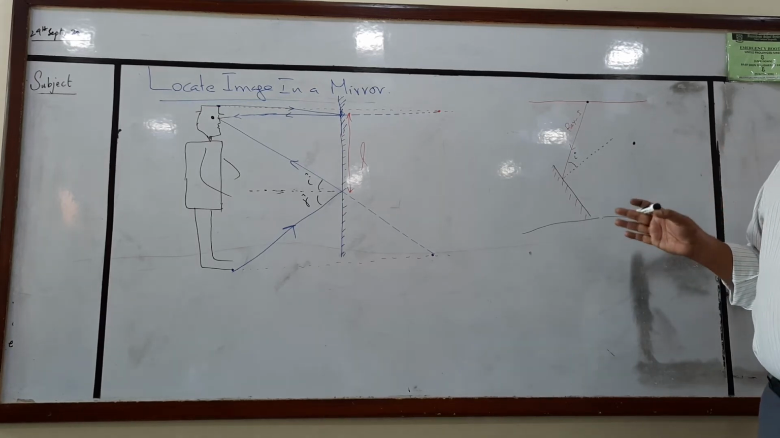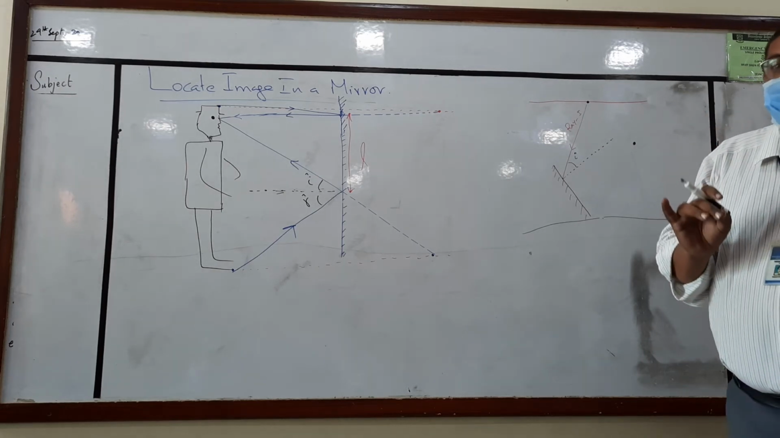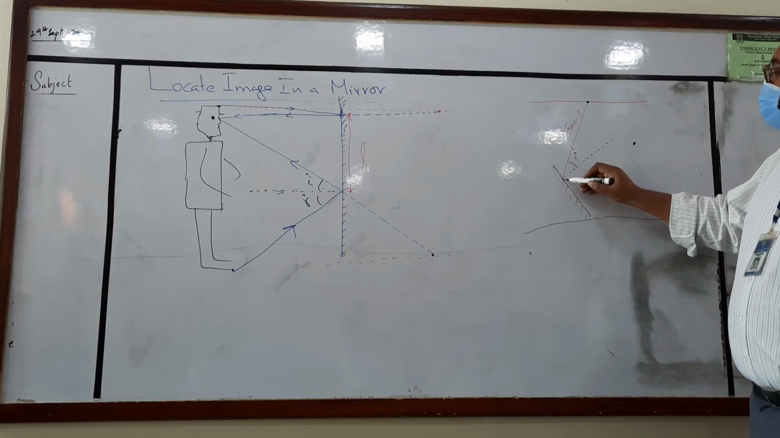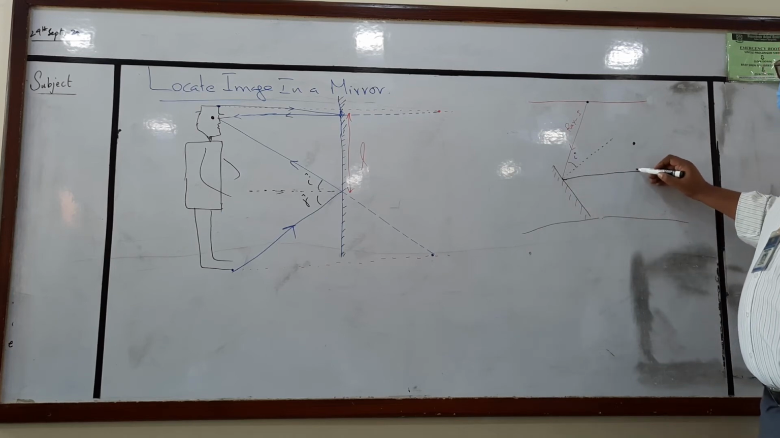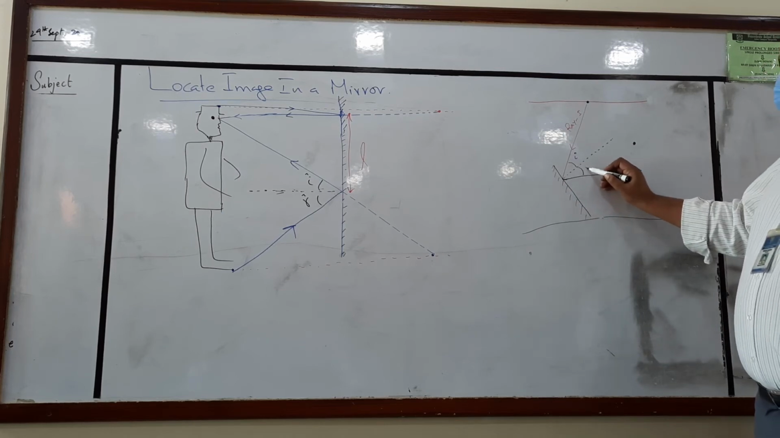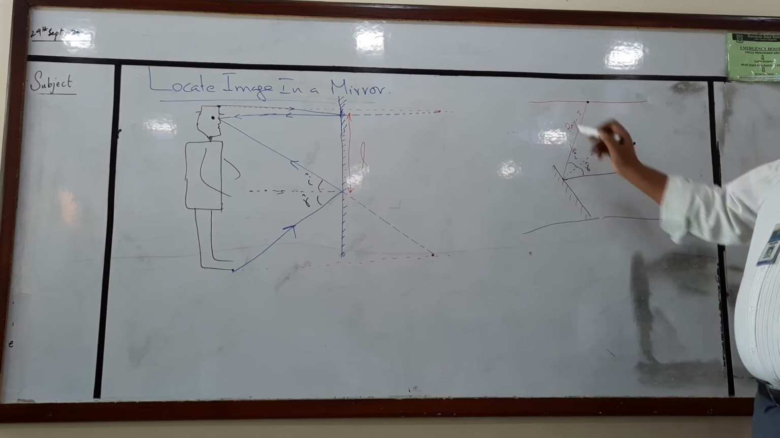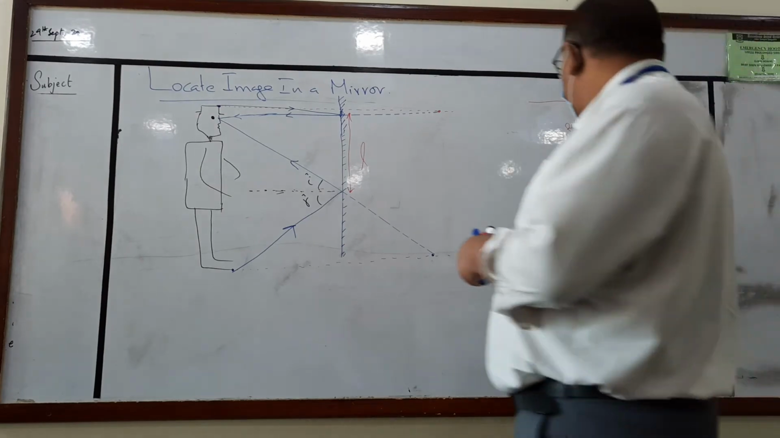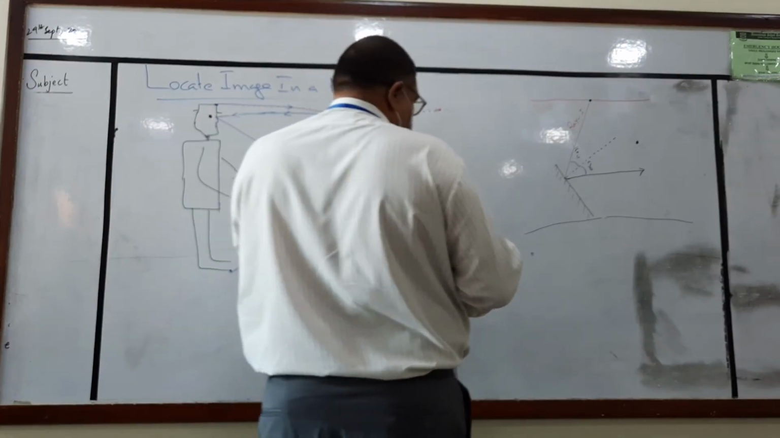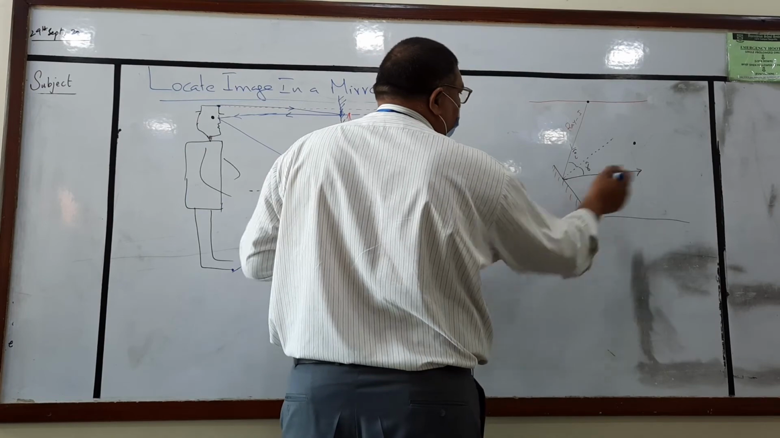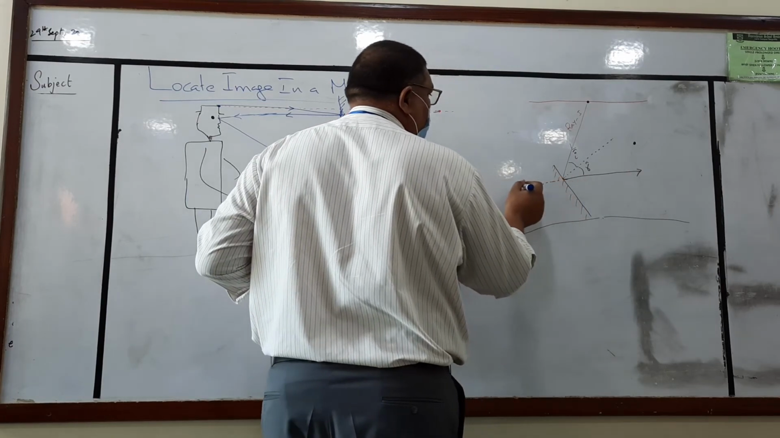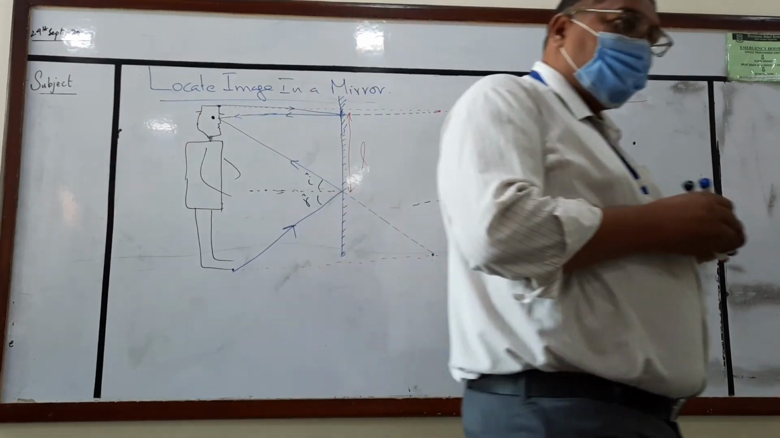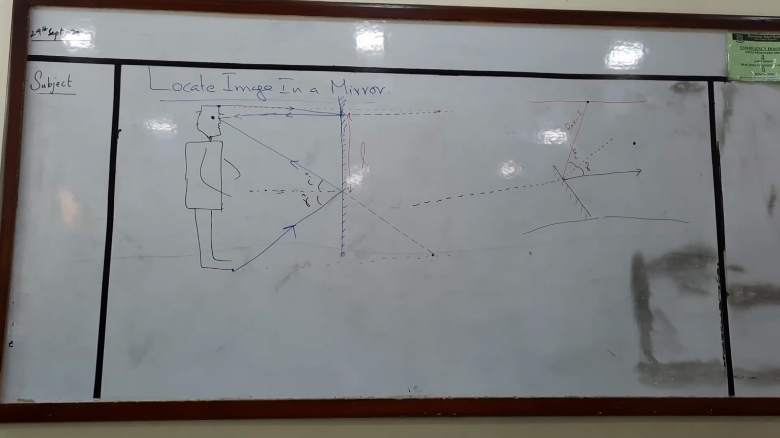With the help of the protractor, the angle of reflection will be equal to the angle of incidence. For example, you mark it here, because the angle of reflection will be equal to the angle of incidence. Then prolong this reflected ray behind the mirror. You understand this? Do you understand? Okay.